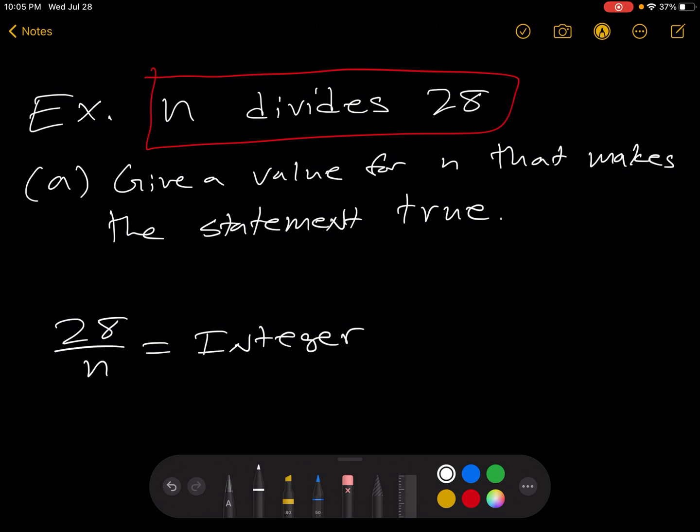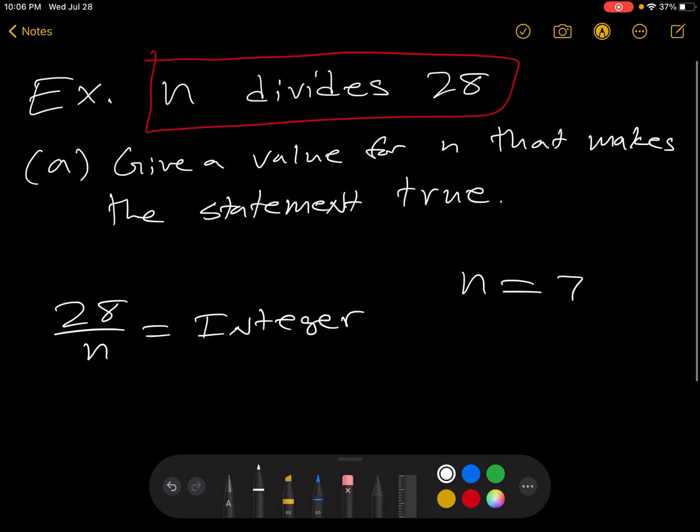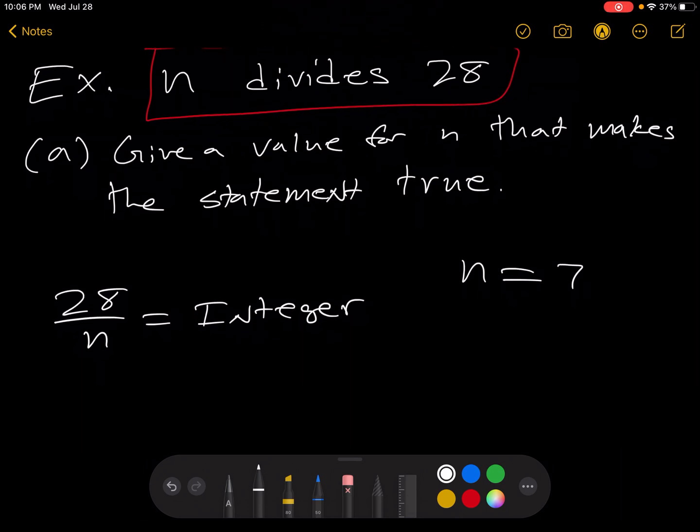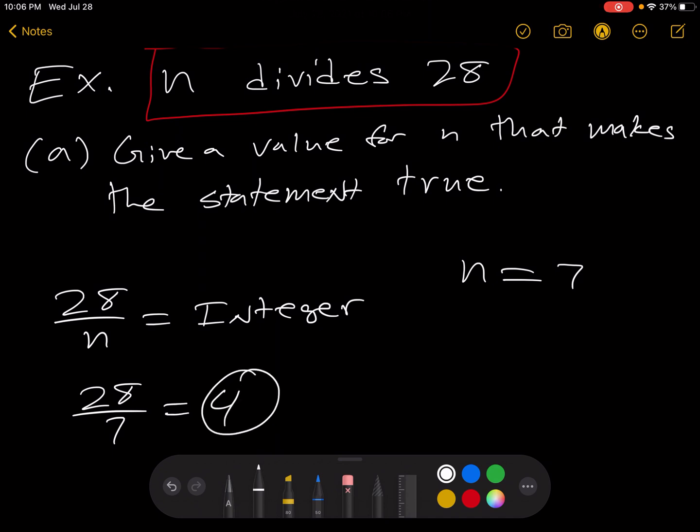So there's a few different answers. There's actually 12 different possible correct answers to this. One of them could be n equals 7. N equals 7 is one of the 12 possible correct answers to this problem. This is because 28 over 7 equals 4, and 4 is an integer.